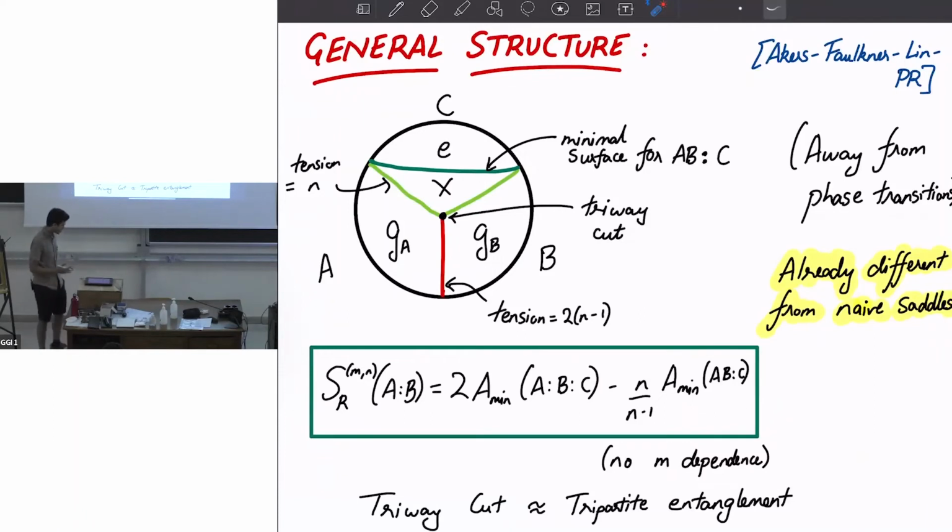As I said, the general structure is that it's just these 4 permutations that are relevant. And what it looks like is the following. So if you have C, for simplicity, I've just drawn A and B as connected, but you could have them being disconnected and so on. The phase structure is as follows.